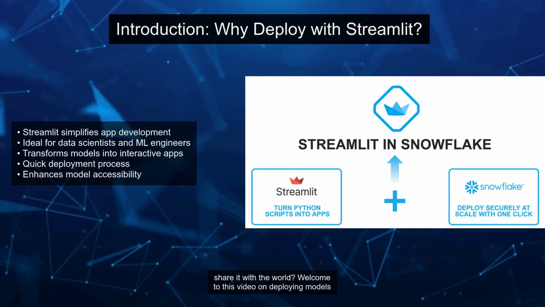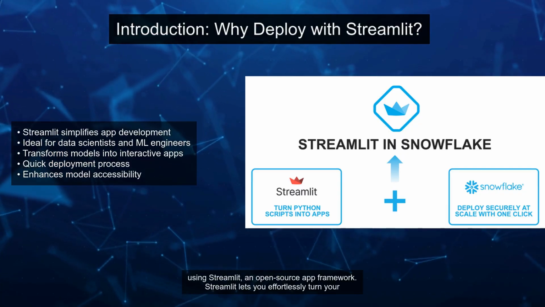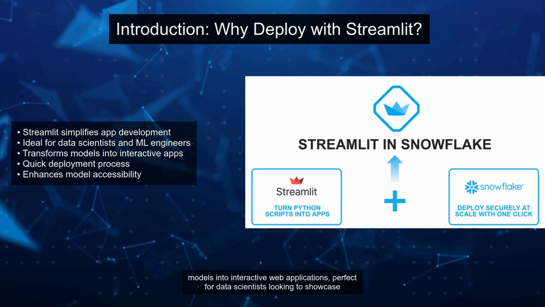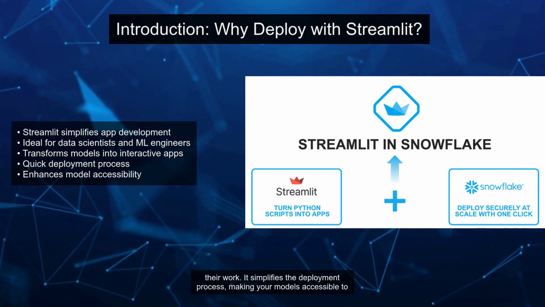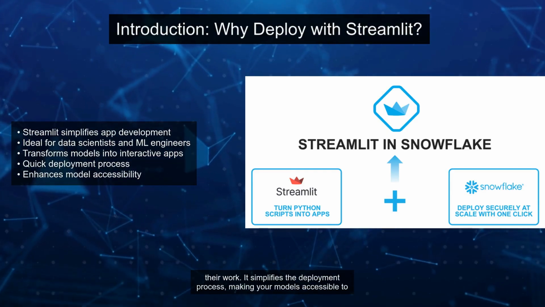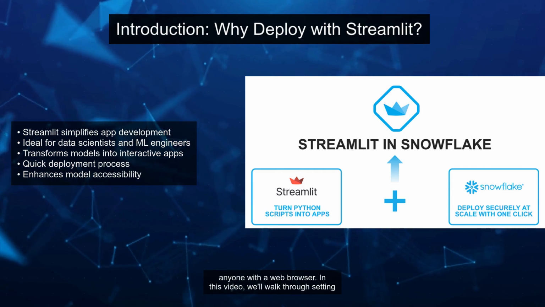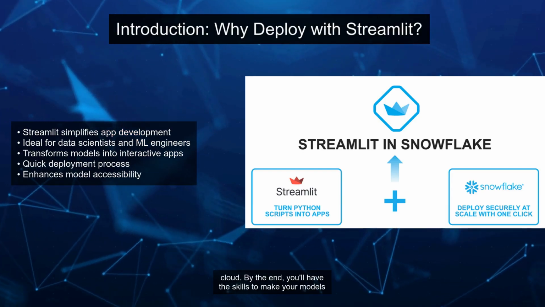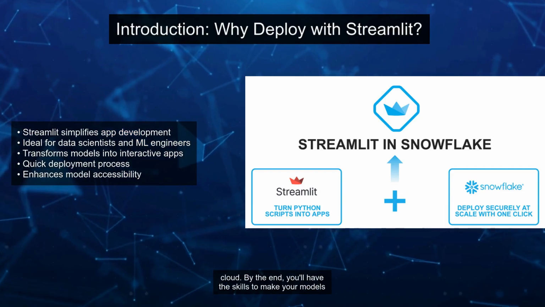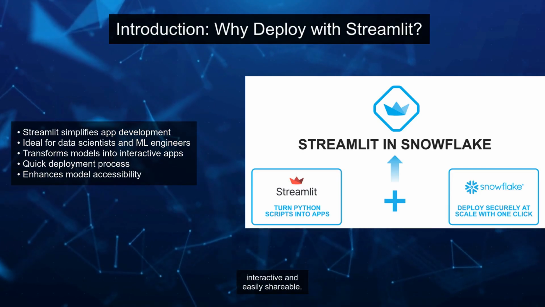Welcome to this video on deploying models using Streamlit, an open-source app framework. Streamlit lets you effortlessly turn your models into interactive web applications, perfect for data scientists looking to showcase their work. It simplifies the deployment process, making your models accessible to anyone with a web browser. In this video, we'll walk through setting up Streamlit, integrating machine learning models, and deploying your app to the cloud. By the end, you'll have the skills to make your models interactive and easily shareable.